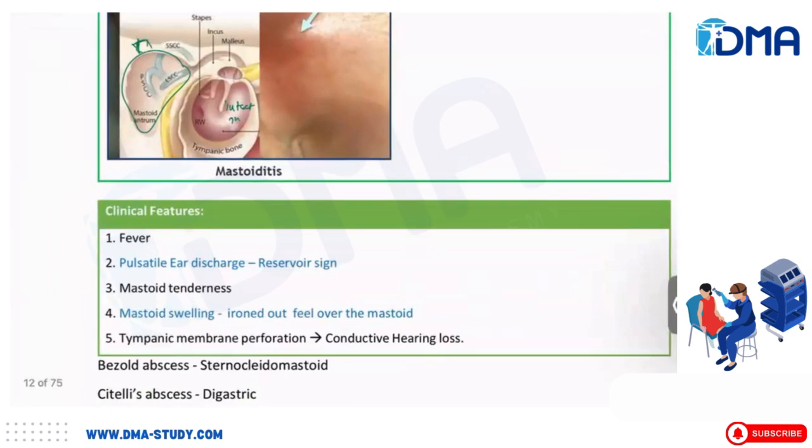So what are the clinical features of mastoiditis? Number one is fever, then purulent discharge, which is called reservoir sign. So intermittently the discharge will be coming out. Then mastoid tenderness and mastoid swelling, which gives an ironed out feel over the mastoid. On looking at the post-auricular region, it will not be loose like this; it will be very tense. That leads to reservoir sign positive and mastoid ironed out feel over the mastoid.